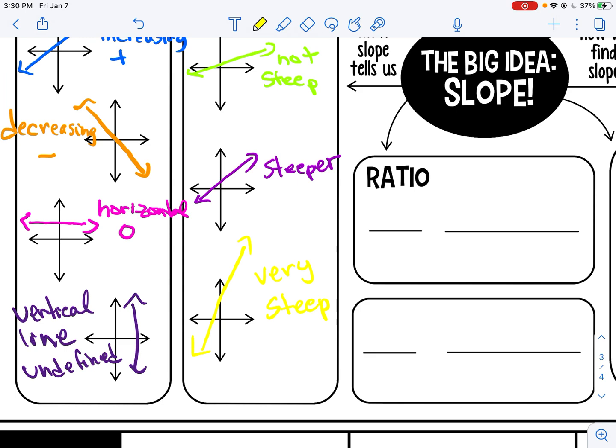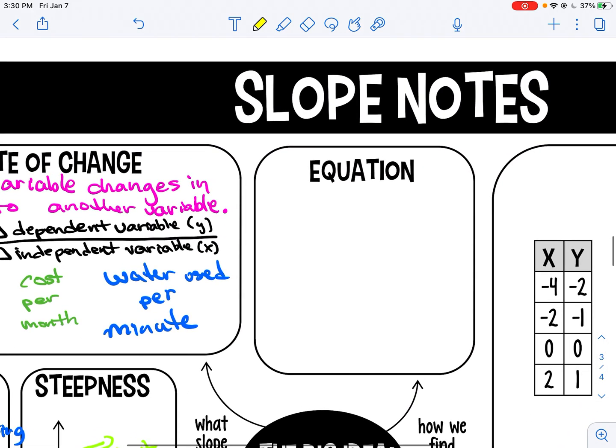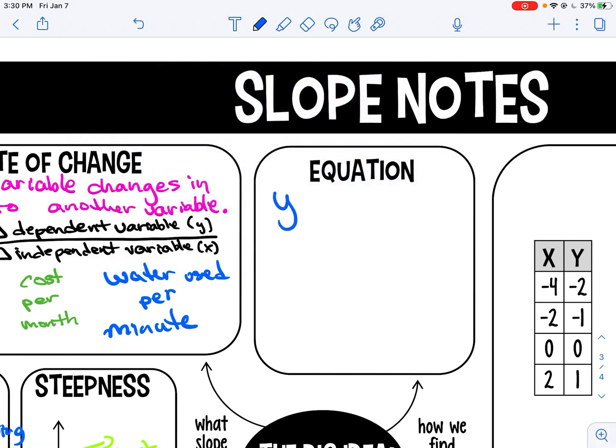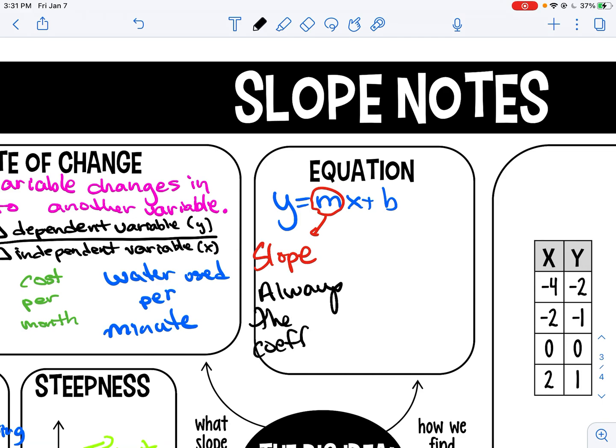So the next thing I'm going to look at is the top up here, and we have an equation. When we first started talking about this, we said y equals mx plus b. When we talk about this, the m stands for the slope. The slope is always the coefficient of x. Always the coefficient of x.